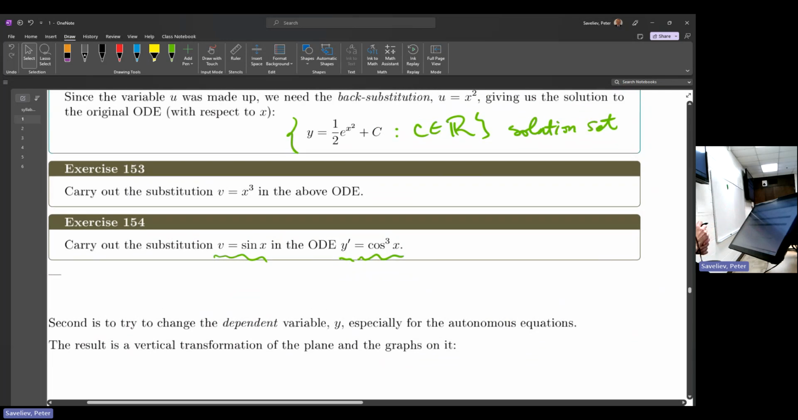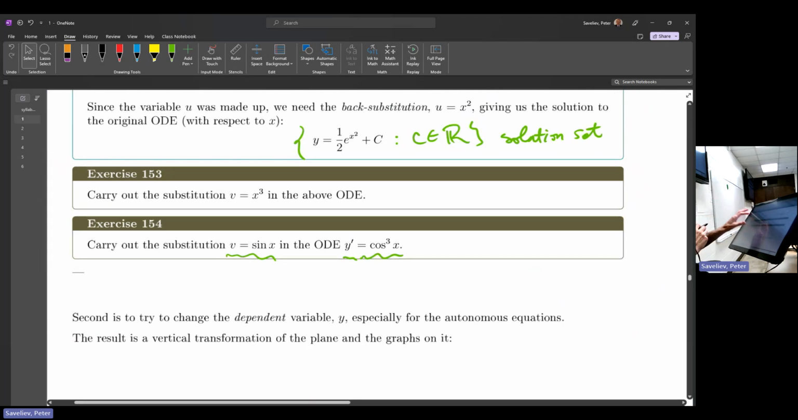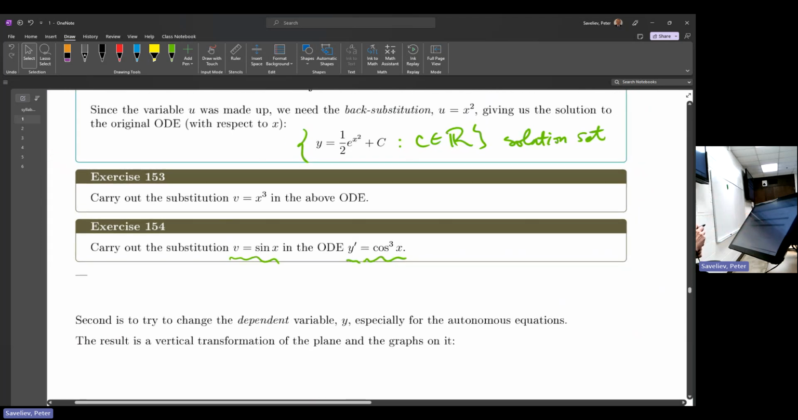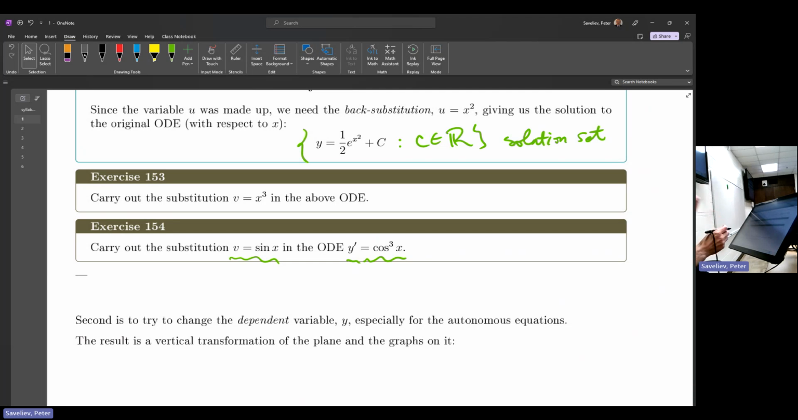So that was the independent variable. So we're inserting it into the original function. But you can also try changing the dependent variable, especially in the autonomous case. This was a non-autonomous differential equation, but supposedly there is a y on the right and there is no t or x.